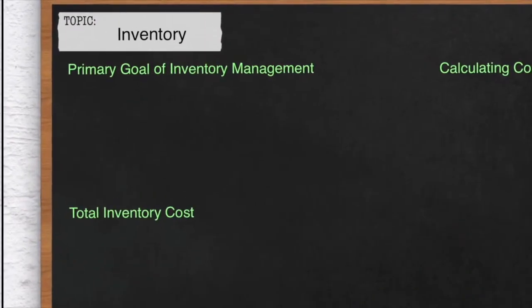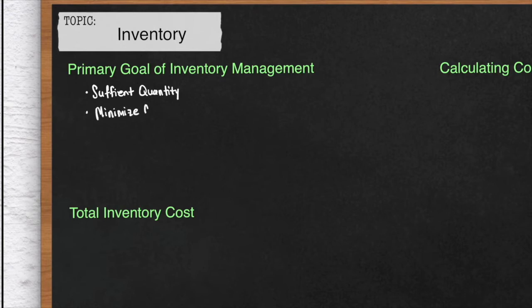Inventory is very important because it is one of the most valued assets, next to cash, for a merchandiser. And because it is a valued asset, there needs to be an emphasis on inventory management. So the goals of inventory management: first, you need to make sure that you have a sufficient quantity of it. You don't want to run out. You never want to be sold out of inventory, especially if your product is in high demand.